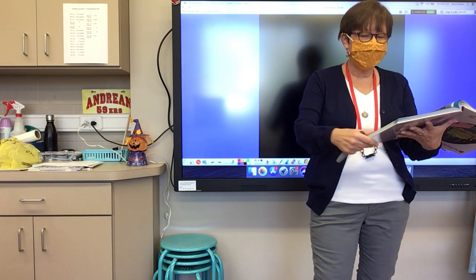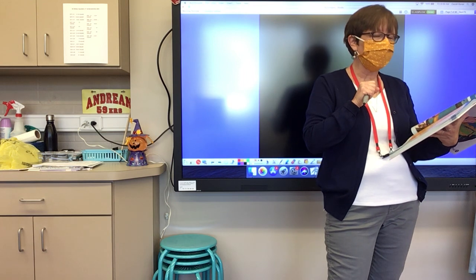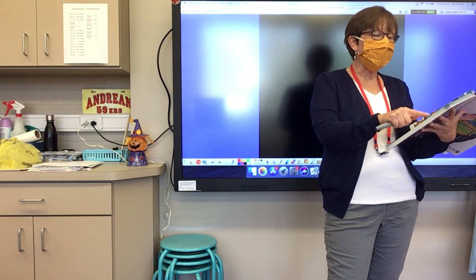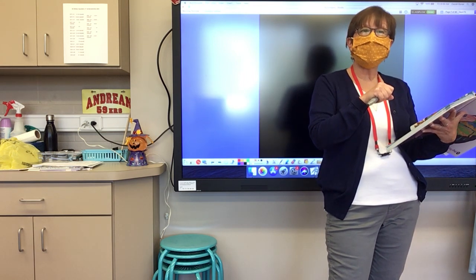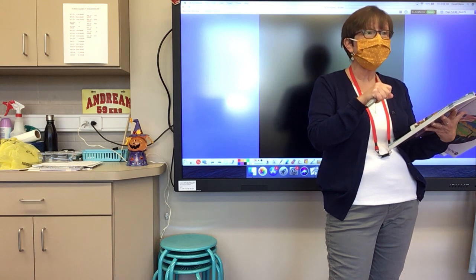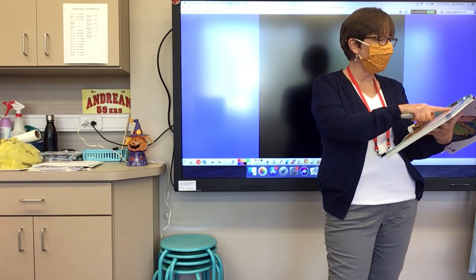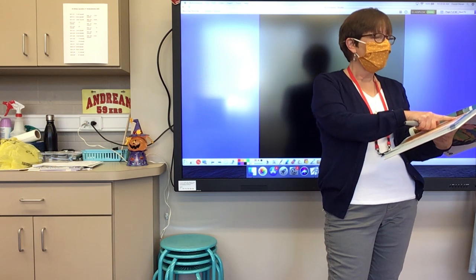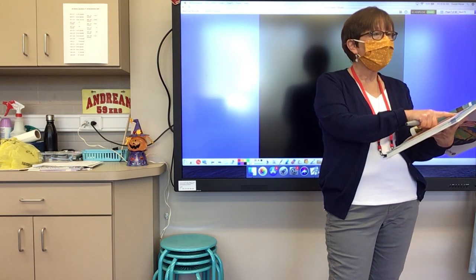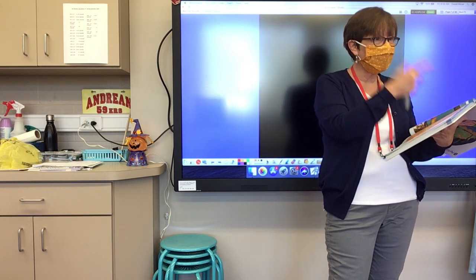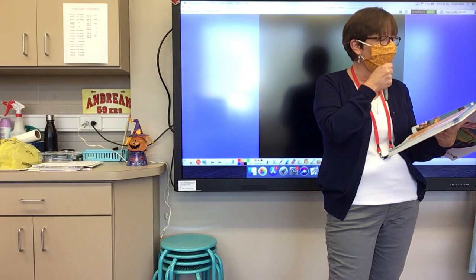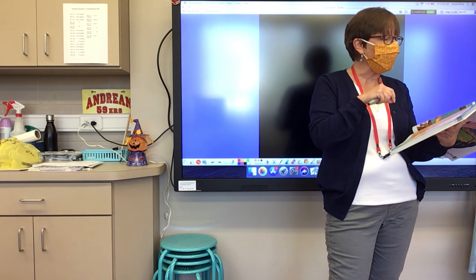So, let's answer our first question. It says, what similes does the author use in paragraphs 14 and 15? Everybody, put your fingers on 14 and 15 because they're numbered. Is everybody's eyes on 14 and 15? Do you see any similes?